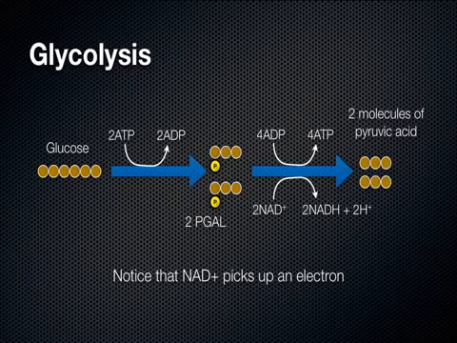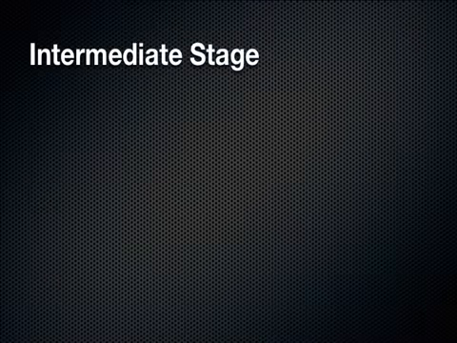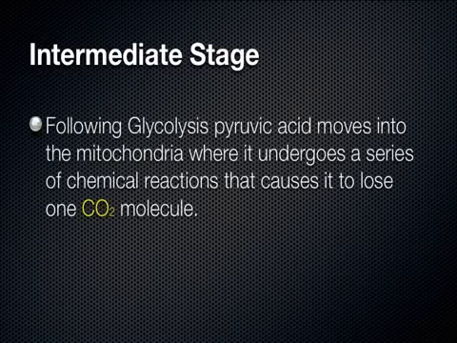Okay, so from glycolysis, what do we go to next? Citric acid cycle. But before we get there, we got to do something else. There's an intermediate stage. And in this intermediate stage, following glycolysis, pyruvic acid moves into the mitochondria. And in the mitochondria, it undergoes a series of chemical reactions that causes it to lose one CO2 molecule. So it's losing carbon dioxide.